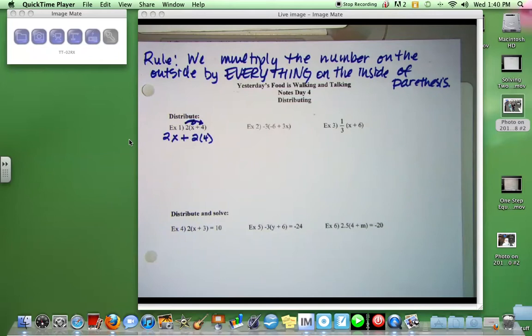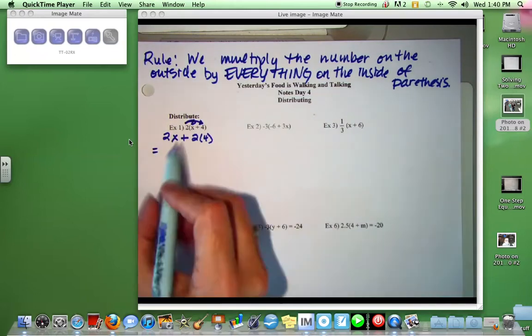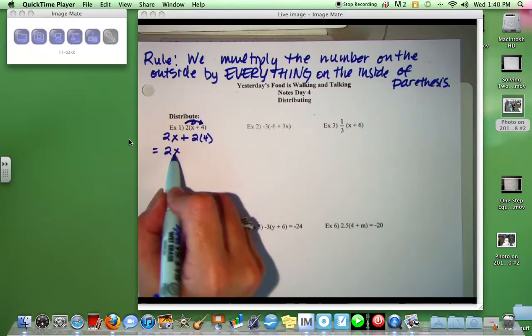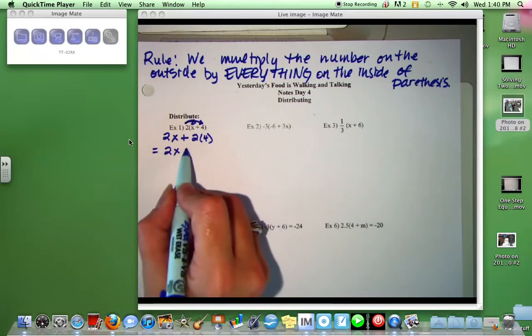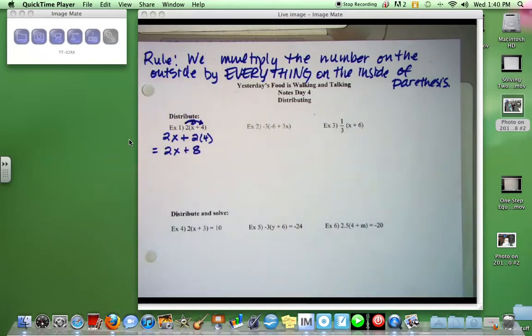There's no solving for anything at this point because we don't have an equal sign and we don't have a number on the other side of the equal sign. So you could simplify it. Couldn't you just do 2x plus 8? Yep. That would be simplifying it.